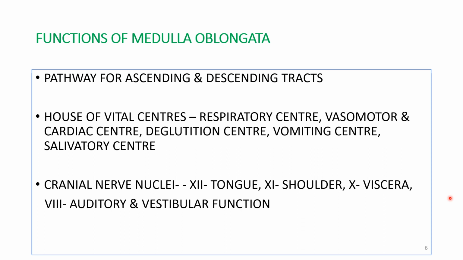The 12th cranial nerve supplies the tongue, the 11th cranial nerve supplies the shoulder, the 10th cranial nerve supplies the viscera, and the 8th cranial nerve functions as auditory and vestibular. So these are the important functions of the medulla oblongata. So it forms the pathway for the tracts, both ascending and descending, and it is the house of vital centers, and so many cranial nerve nuclei emerge from this medulla oblongata.